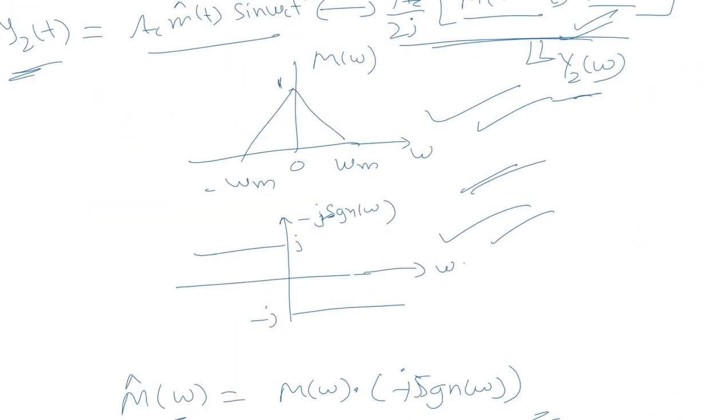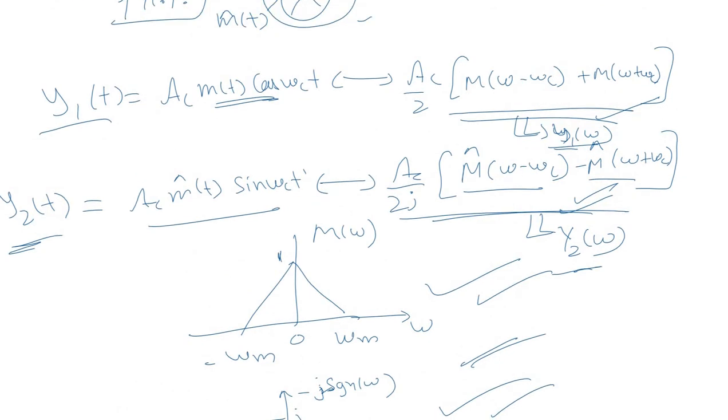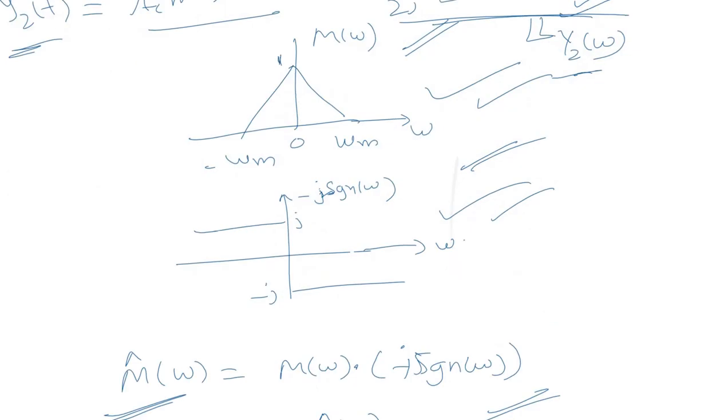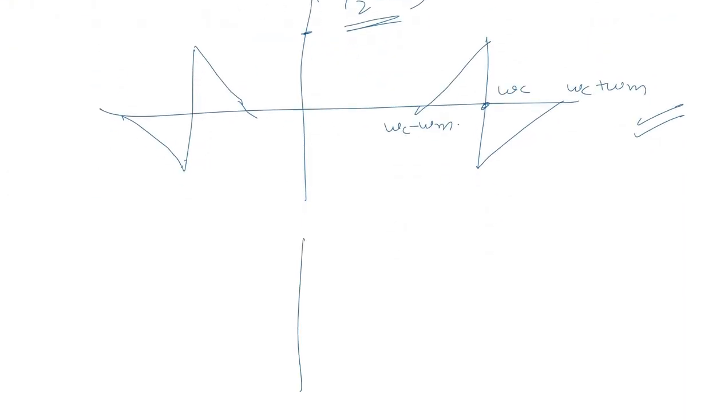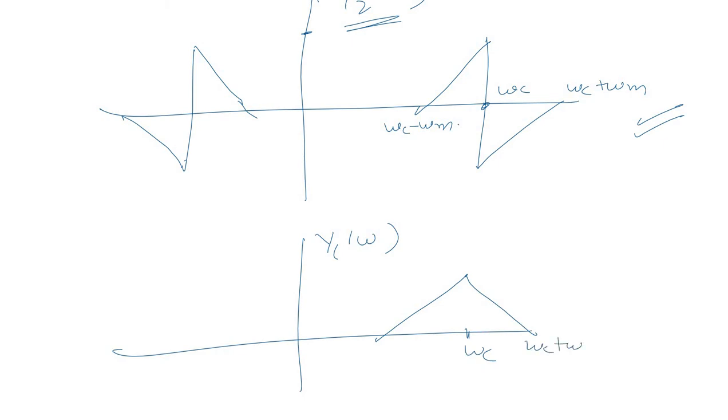Similarly, if you look at Y1(omega), it is a shifted version of M(omega) only. M(omega) is simply this. So again we'll plot Y1(omega), which is a shifted version of M(omega) only: omega_c plus omega_m, omega_c minus omega_m, and similarly on the left-hand side, minus omega_c. This is Y2(omega) and this is Y1(omega).